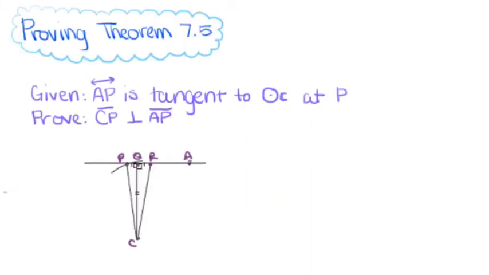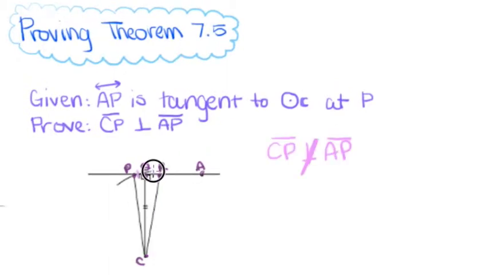So how do we know that the tangent is perpendicular to the radius? Also, how do we know that that's true no matter what radius you choose? So let's just do a proof to be sure. Given that AP is tangent to circle C at P, prove CP is perpendicular to AP. This is going to be an indirect proof, so we'll start with a statement that contradicts the proof.